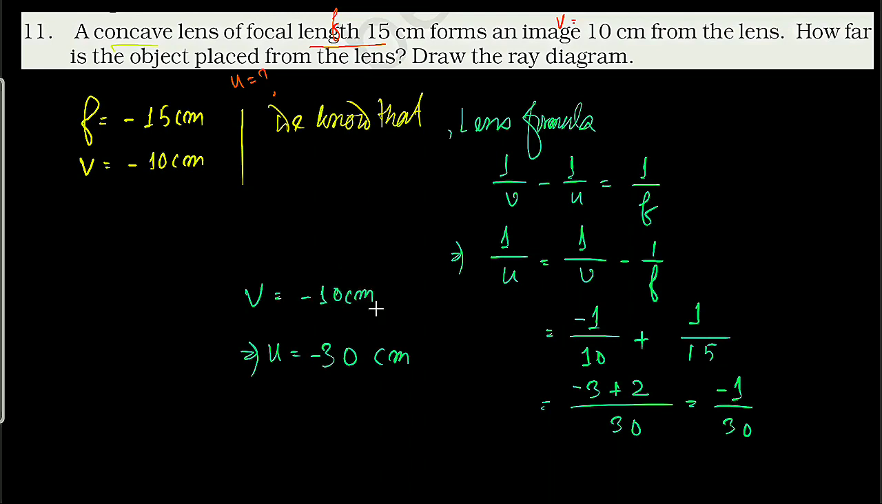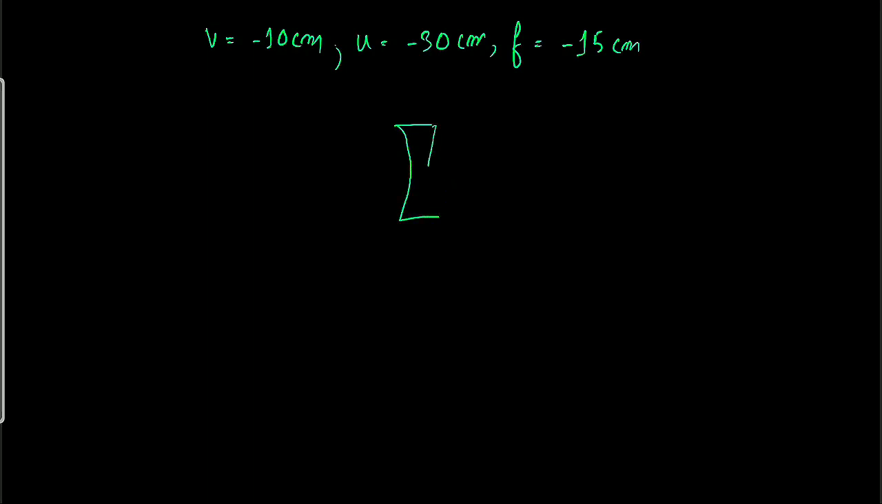So we will now put the values and also try to draw the figure. What we have got: v equal to minus 10 centimeter, u as minus 30 centimeter, and the focal length as minus 15 centimeter. And the lens is a concave lens. I should draw it a little bit bigger in size.